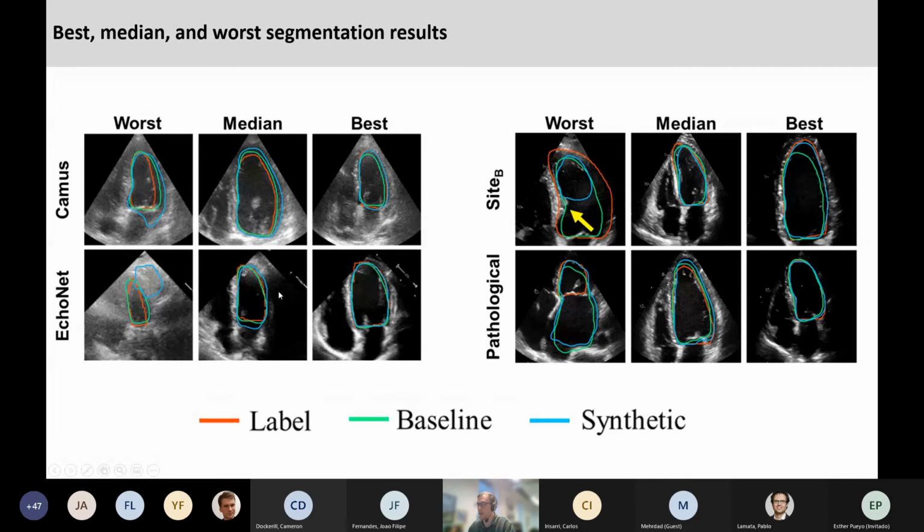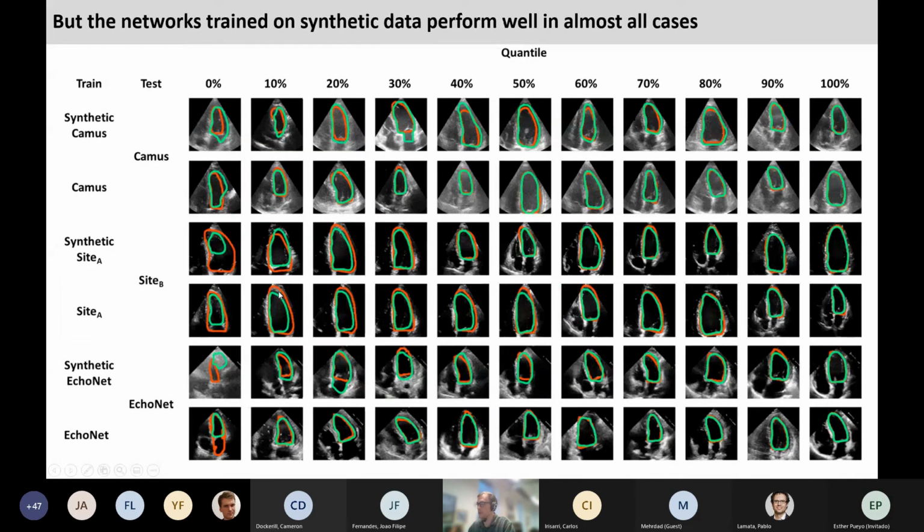The median images were quite good, and this shows the distribution over each quantile of dice score for all of the networks, and you can see that there were some failures on the low end, but in general the results were quite good in terms of how the network was able to find the relevant features, even though it was trained on synthetic data.